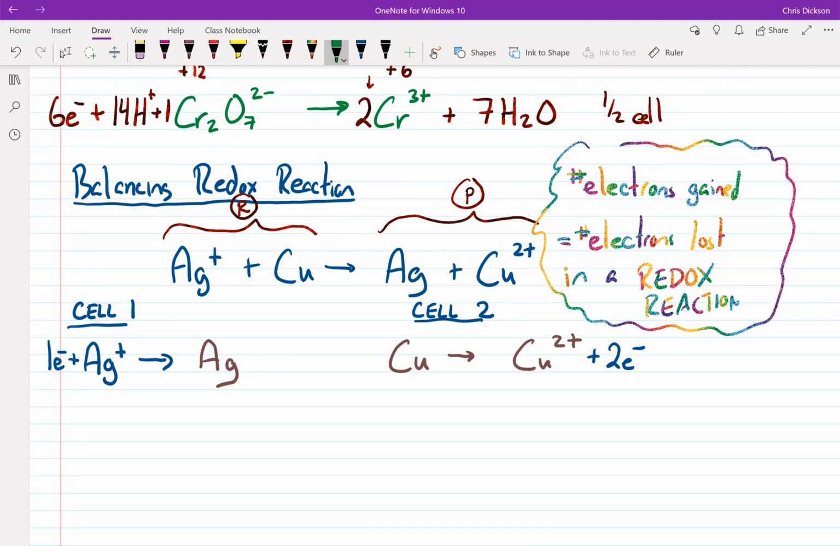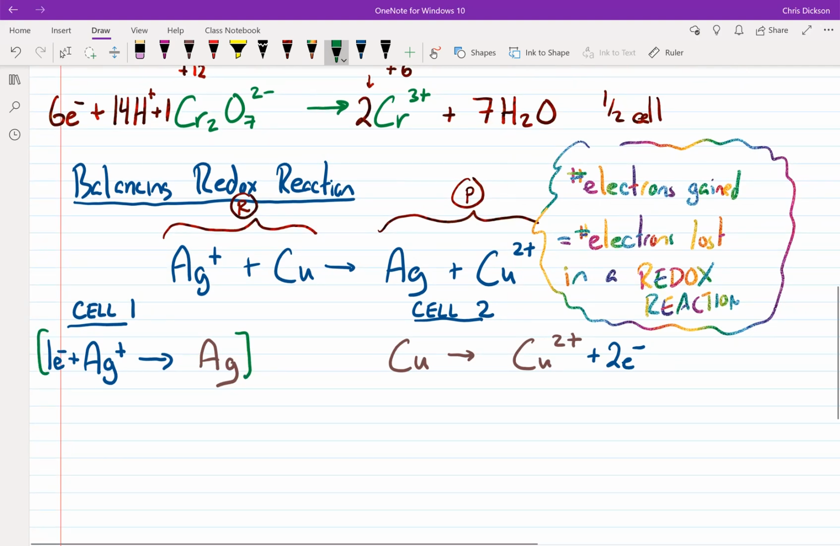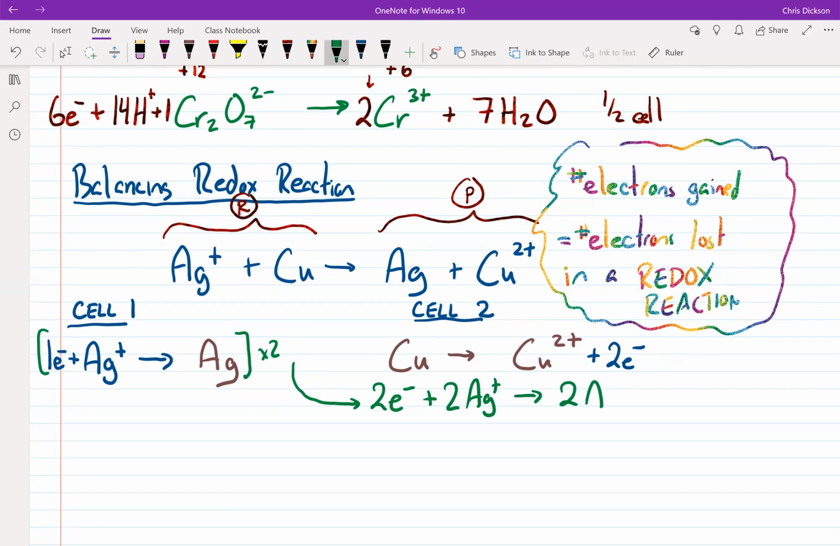So right now my copper reaction is fine, but I'm going to times the silver reaction by 2, and kind of like a math problem, I'm going to write it underneath here. So I'm going to say that would be 2 electrons plus 2 silver ions going to form 2 silver metal atoms. And then what we do is we add the 2 half cells together.